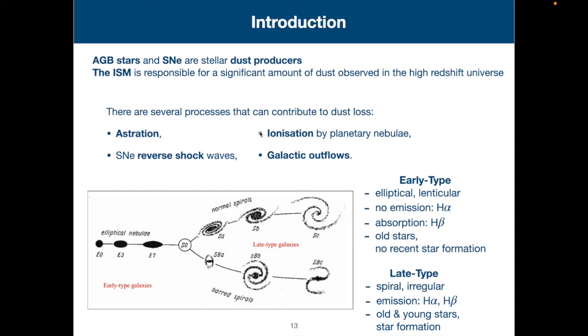The third process, another one, is ionization by planetary nebulae, where heating of matter caused by ejection can lead to the destruction of dust. And the last one here is galactic outflows, which contribute to getting rid of dust, and this process can be very efficient due to radiation pressure.